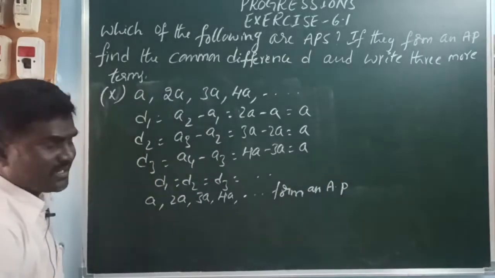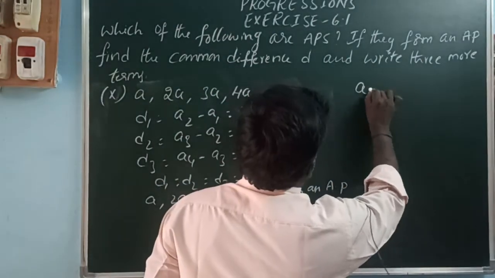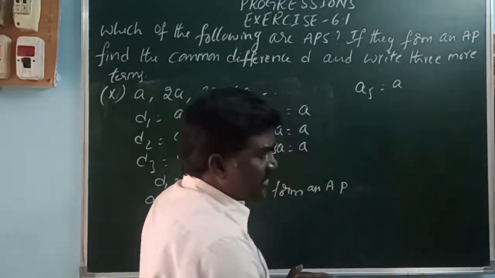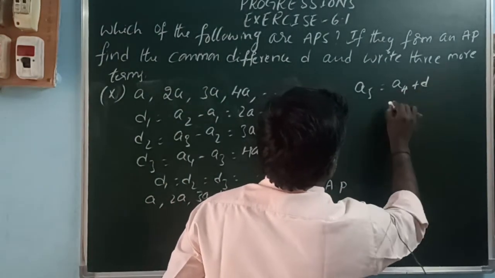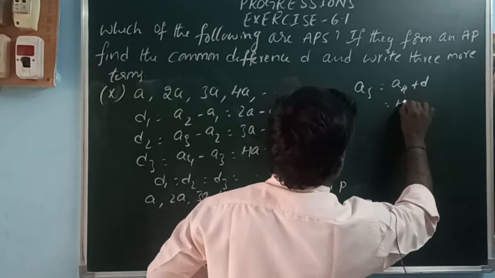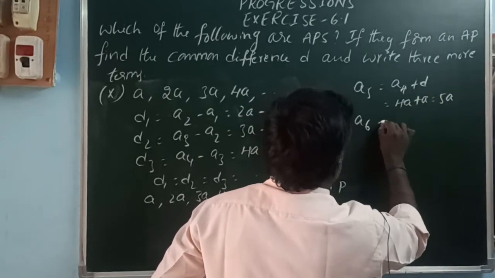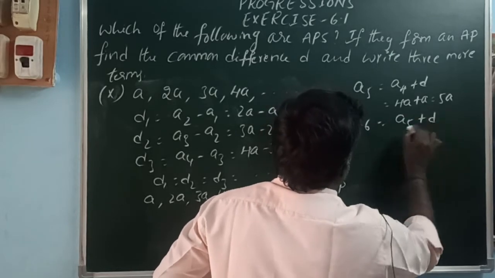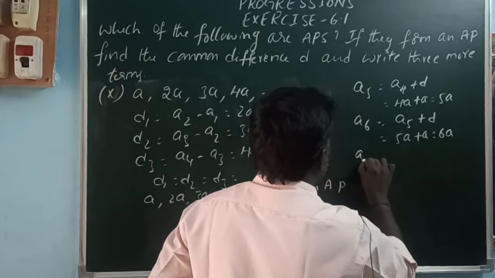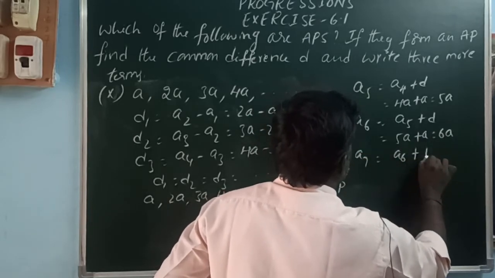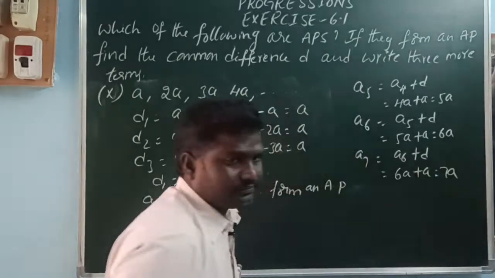Then they are asking to find the next 3 terms. That is a5. a5 is the preceding term plus the common difference, so a4 plus d. The fourth term is 4a, plus a, that is 5a. Next, the sixth term is the fifth term plus the common difference, 5a plus a equals 6a. The seventh term is the sixth term plus the common difference, 6a plus a equals 7a.